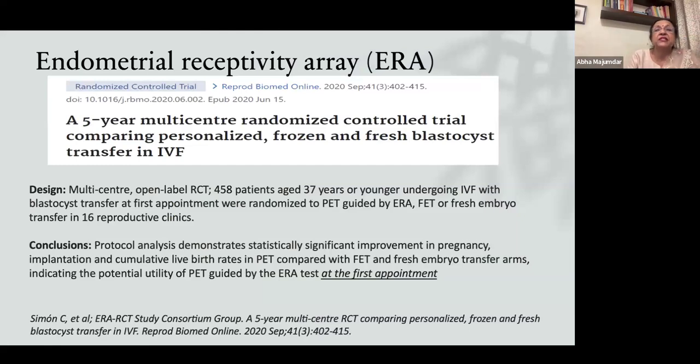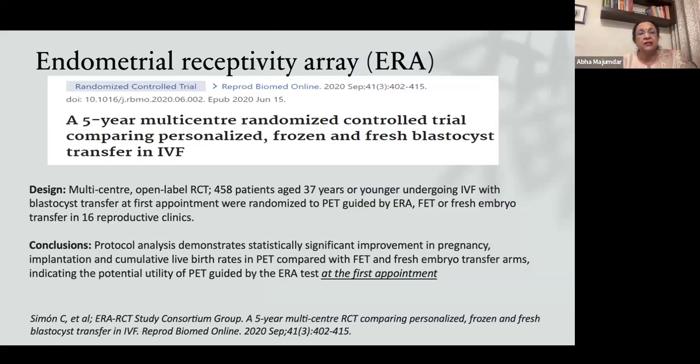So the endometrial receptivity array was developed. And when it was developed, the group which developed it conducted a 5-year multi-center randomized controlled trial comparing personalized frozen and fresh blastocyst transfer in IVF. Now, look at the irony of this study.